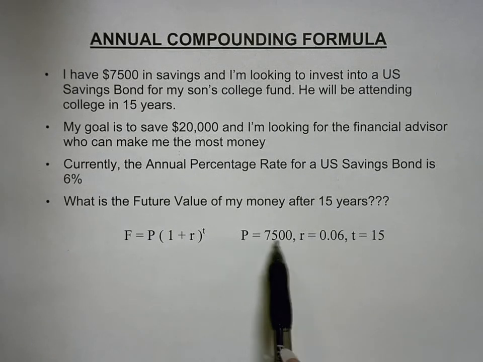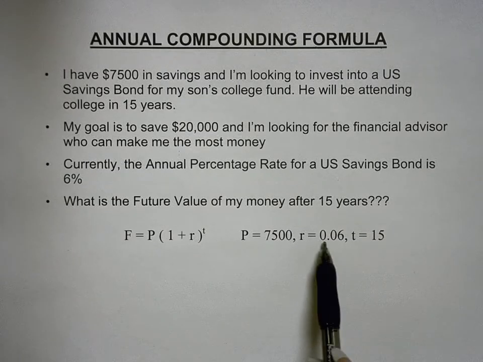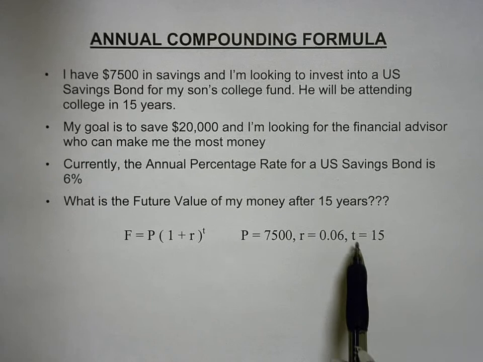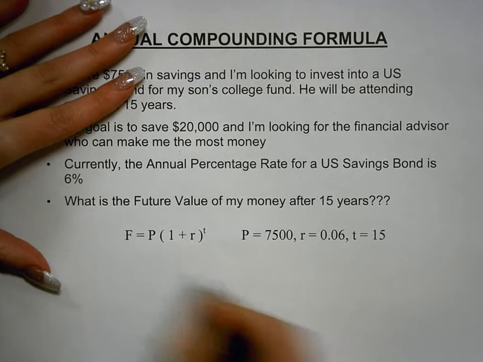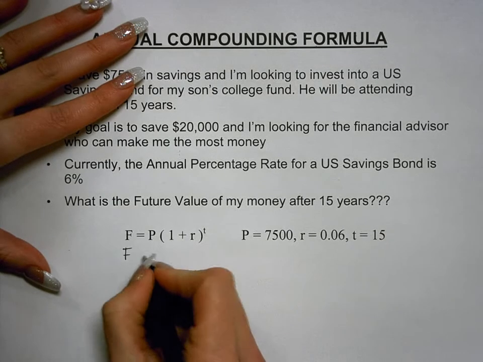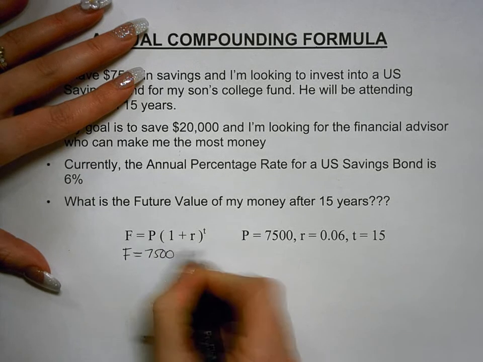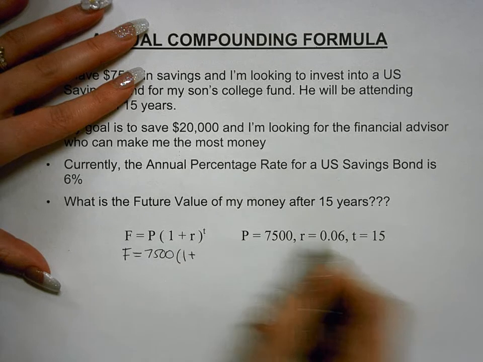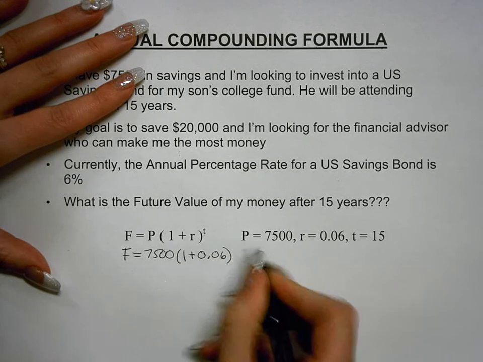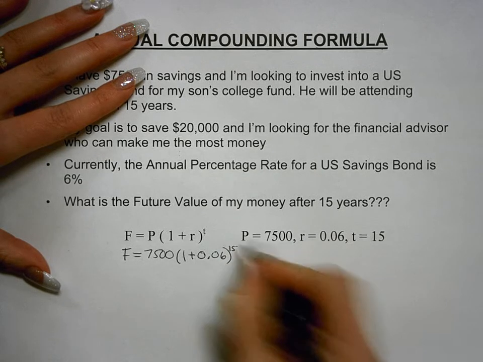The present value of my principal is 7,500. The APR is 6%. So the rate in the form of a decimal is 0.06. And the time, the t, is equal to 15 years. So we're just going to input these variables into our formula. We're trying to figure out what F is. So we're going to keep F just like F for the future value. P is equal to 7,500. Parenthesis 1 plus the rate, which is 0.06, all raised to the t power, or the 15th power.